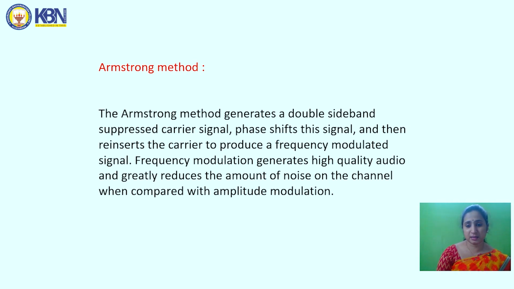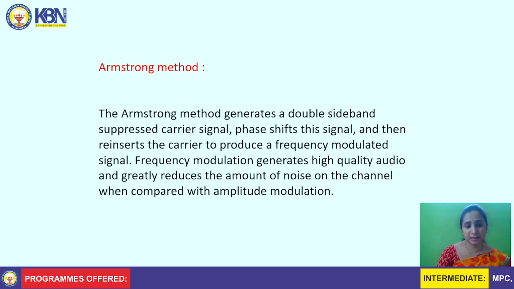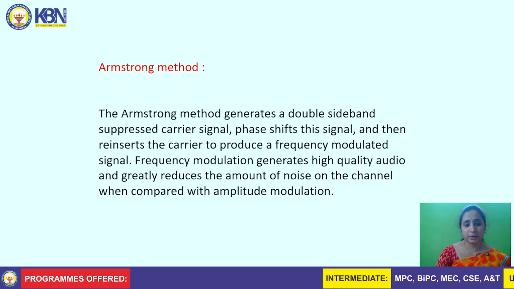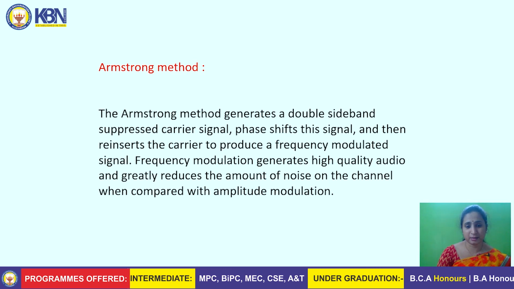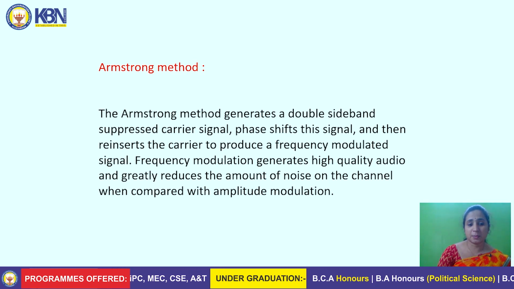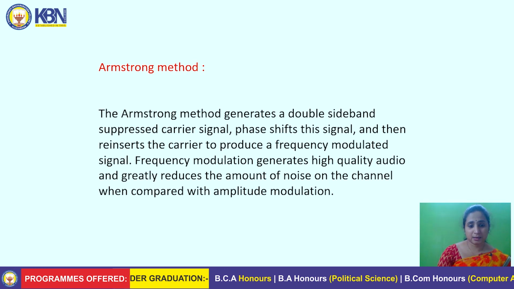Frequency modulation generates high quality audio and greatly reduces the amount of noise on a channel when compared with amplitude modulation. In the indirect method we have double sidebands, whereas in the direct method a single sideband is generated. And with the carrier signal we have three stages of frequency: no frequency change, maximum frequency, and minimum frequency.